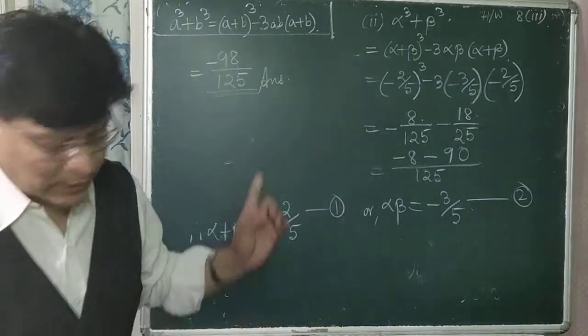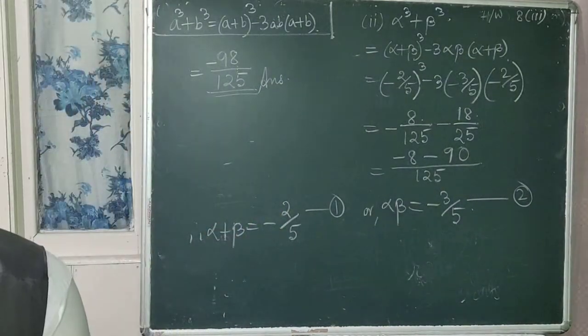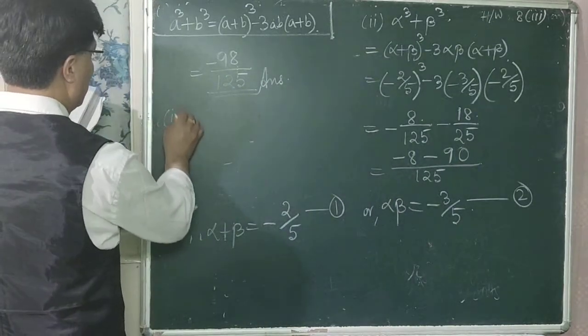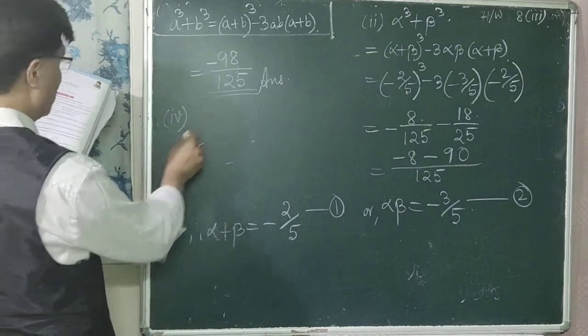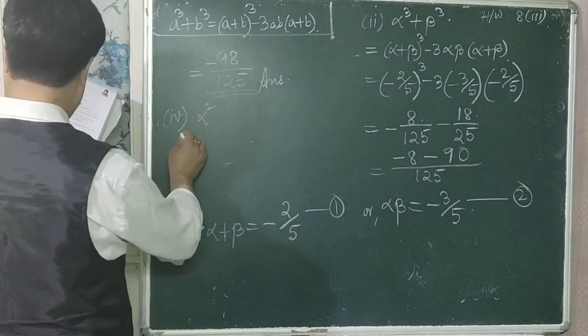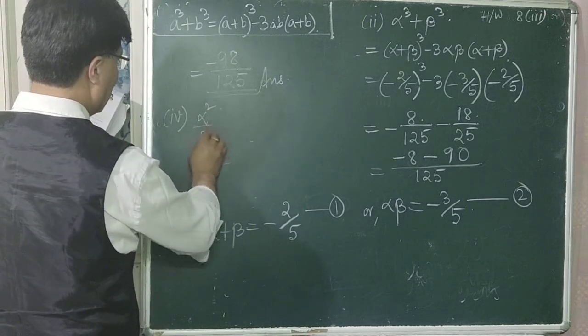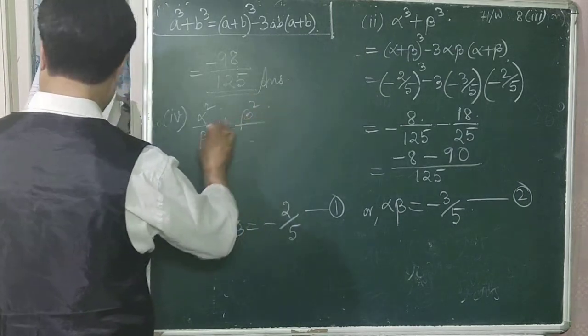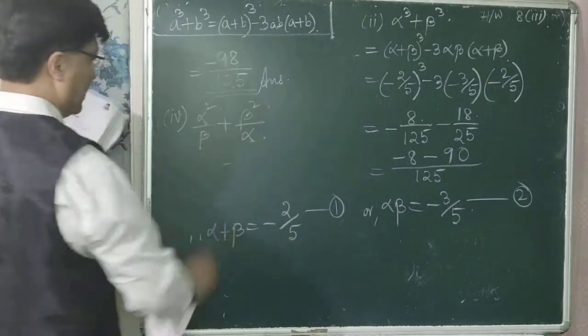So I think I've understood it. Okay? Now let's do question number 4. So what is question number 4 here? Alpha square by beta plus beta square by alpha.